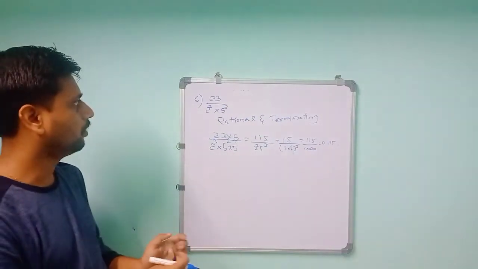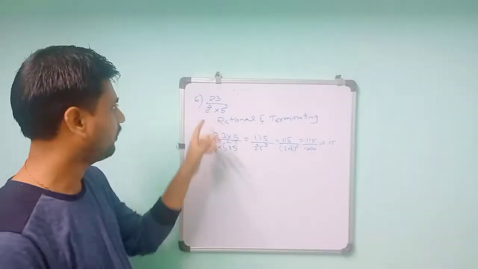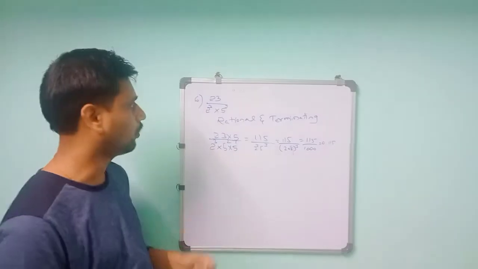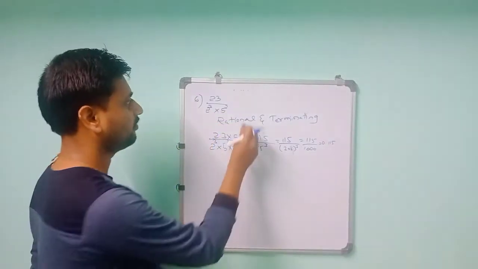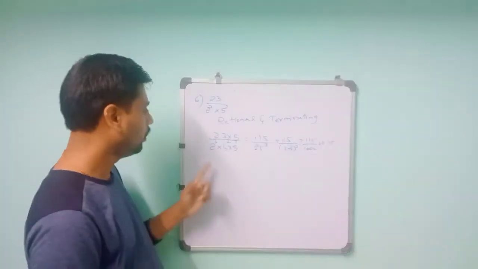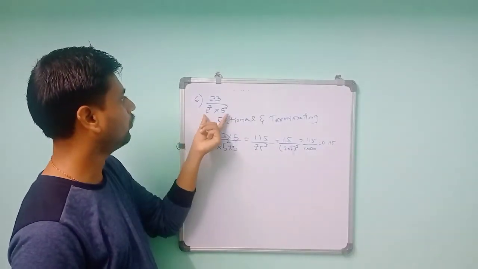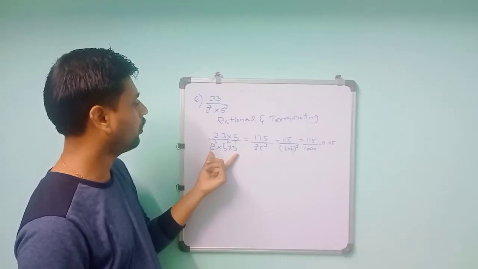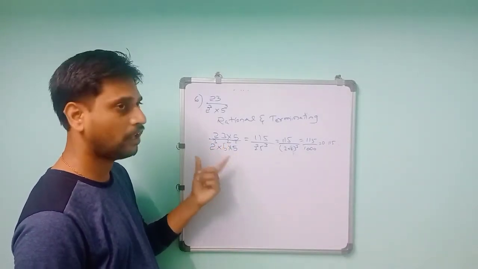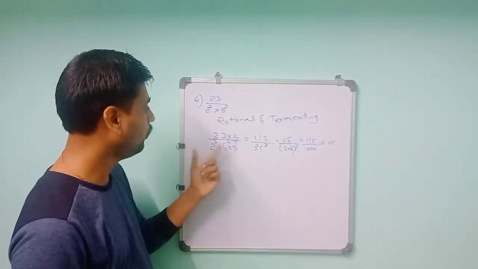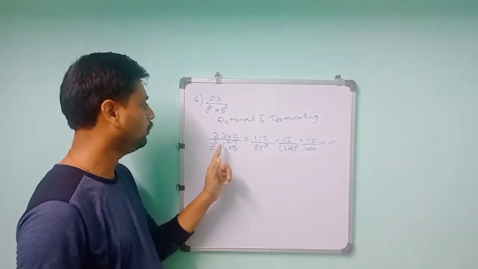So again I will tell. The problem is like that, 23 by 2 cube into 5 square. By seeing only you can tell, because it is 2 raised to n and 5 raised to m, it is rational and it is terminating. When 2 and 5 are there, you make it in the form 2 into 5. But here the power is 3 for 2 and 2 for 5, so you can't take 2 into 5 raised to 5. First you have to make the power same.